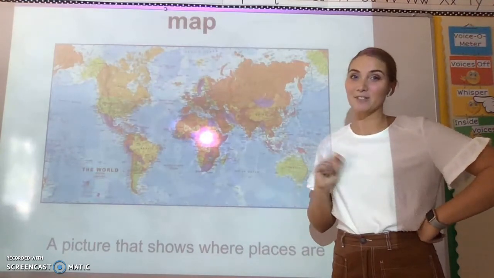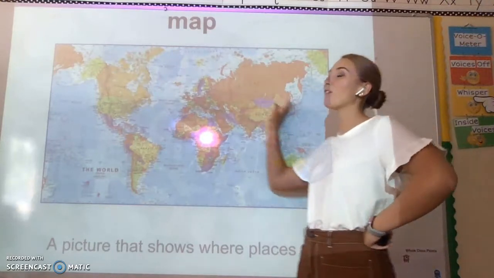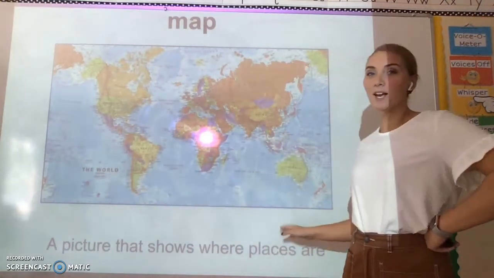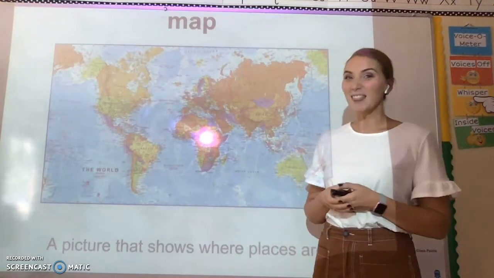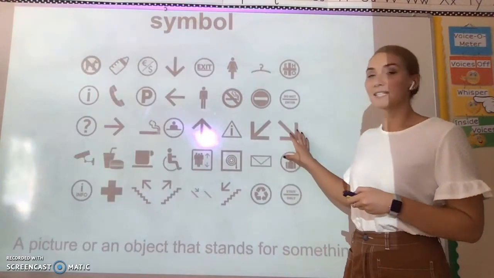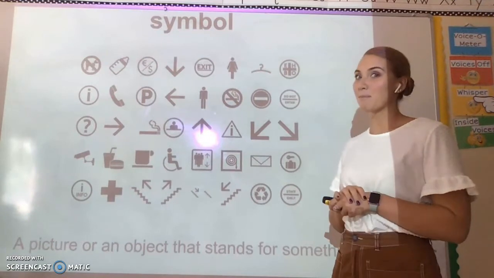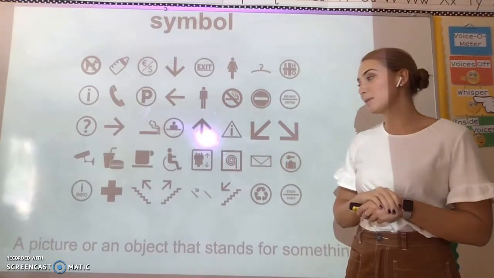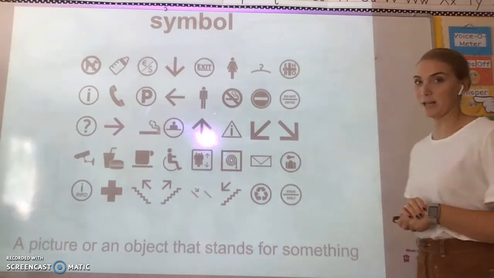There are many different types of maps which we'll see today, but this is a map of the whole world. There can be maps of countries or of schools. Let's investigate a little bit more. Today we are going to be looking at symbols and map keys. So a symbol is a picture or an object that stands for something.